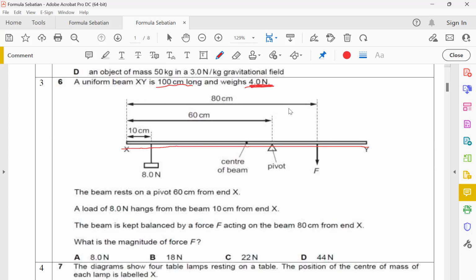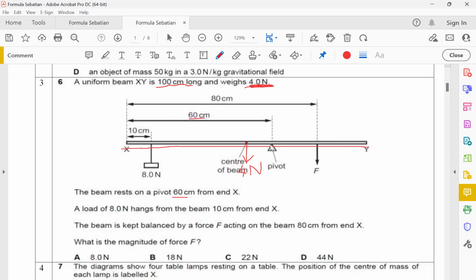Right, where should the 4 newtons be acting? At 50 cm, yeah, at the center. Good. That's why it's called a center of mass, right? It's 4 newtons. And it says that the beam is rested on a pivot of 60 cm.